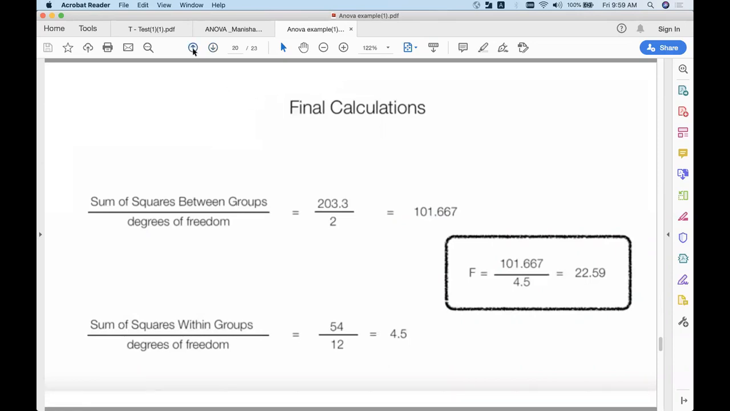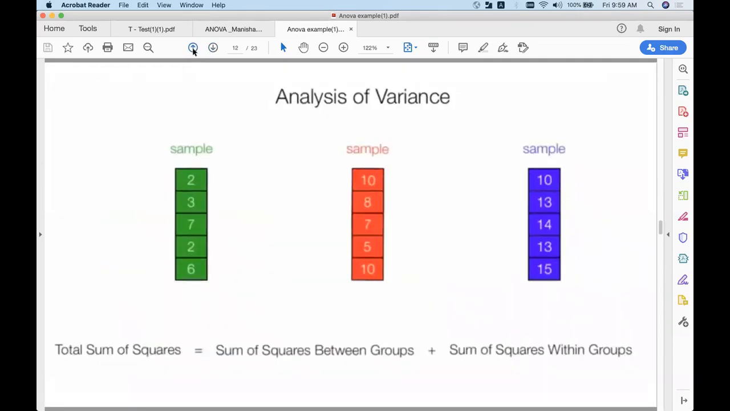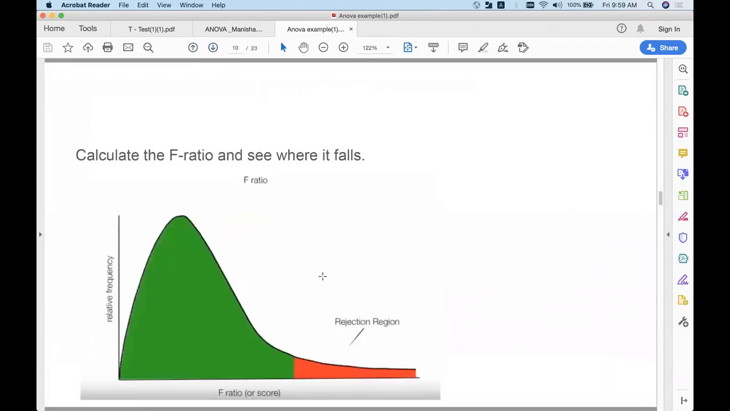Then you will assign your critical value as always, and then you will say whether it is falling in your rejection region or not. If it is falling in your rejection region, then you reject your null hypothesis. In case of ANOVA, the null hypothesis is that the mean of population 1 is equal to the mean of population 2, which is equal to the mean of population 3. So that is what we are going to reject. This is just a brief idea that I'm giving you guys.